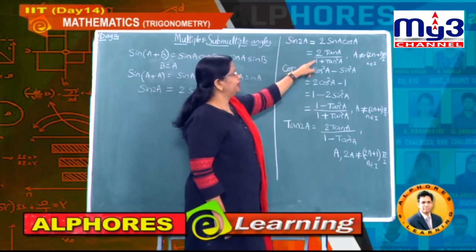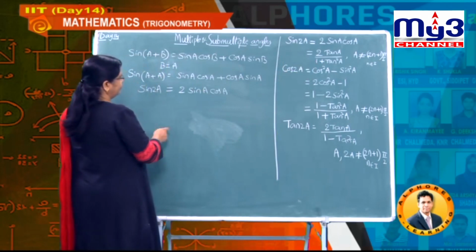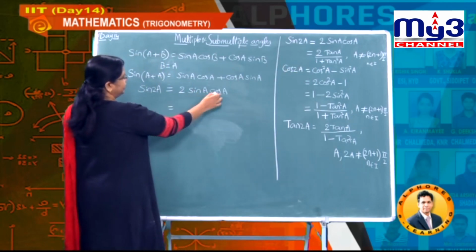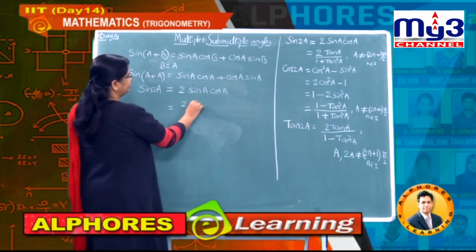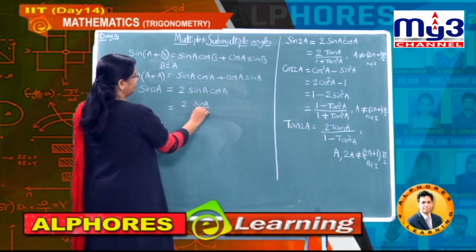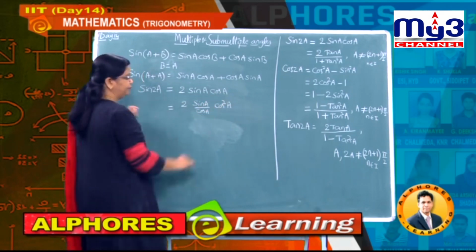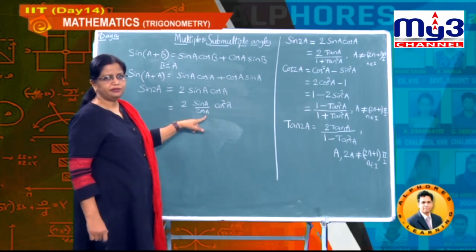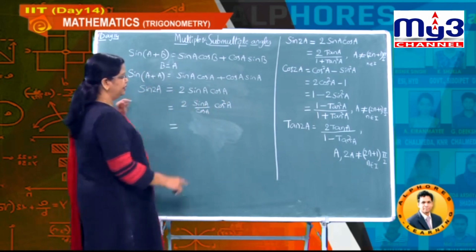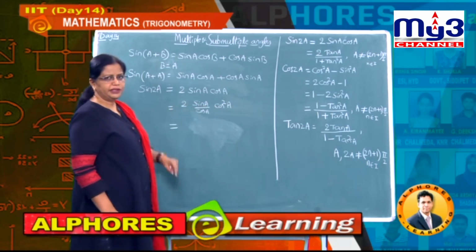Now sin 2a we can write in this way also. Here I am multiplying and dividing by cos A extra. Then it is 2 times sin A divided by cos A, into cos square A. Now we want to write in terms of tan value. Therefore sin by cos you already got as tan, but what about this cos square?